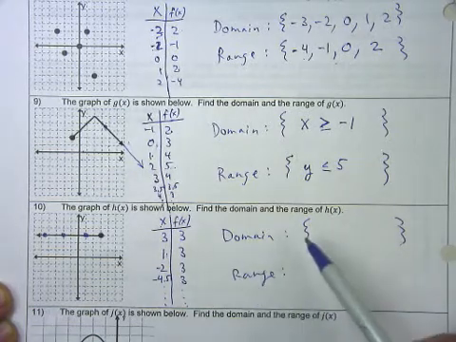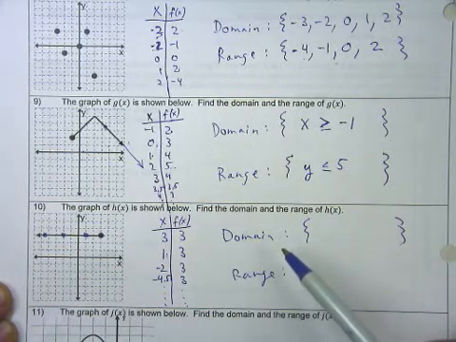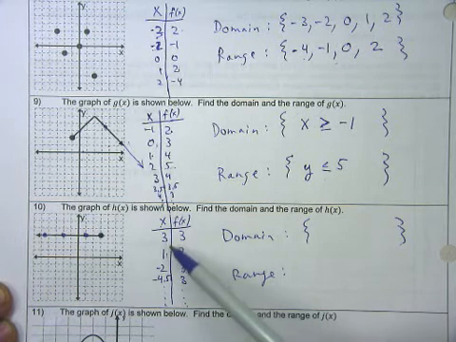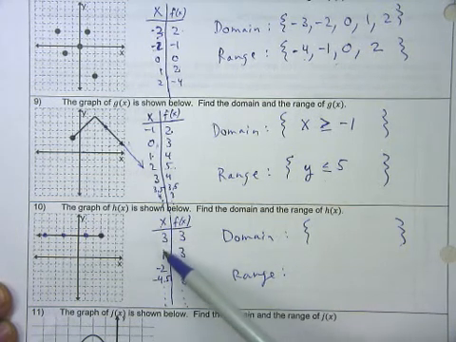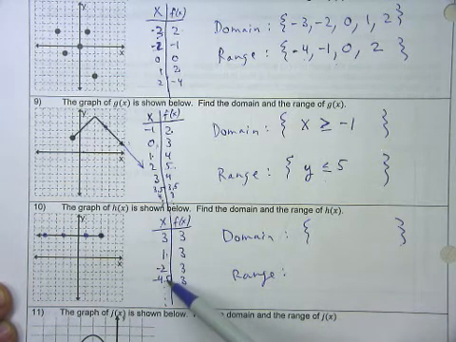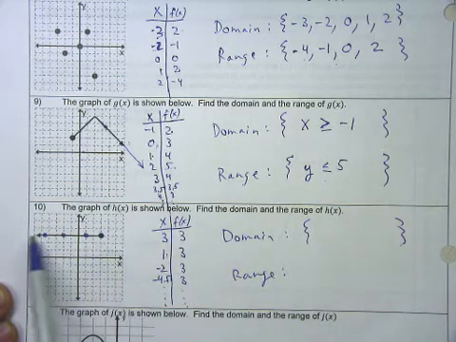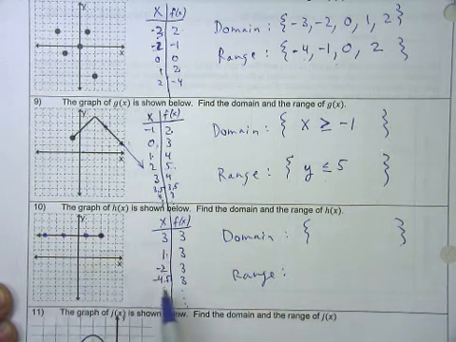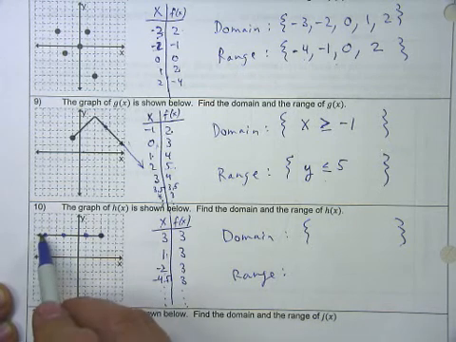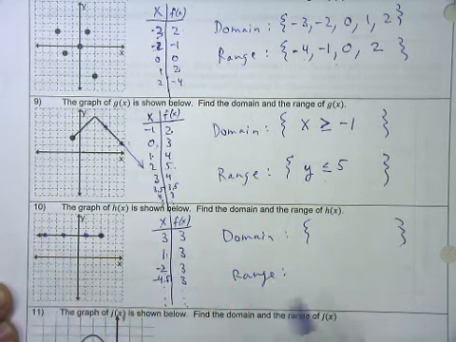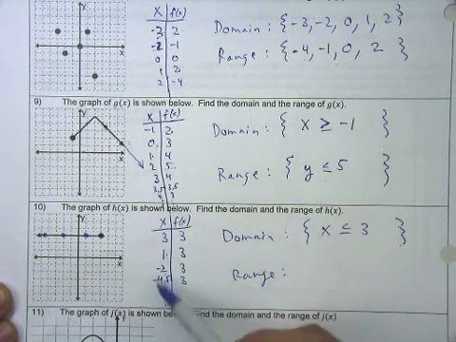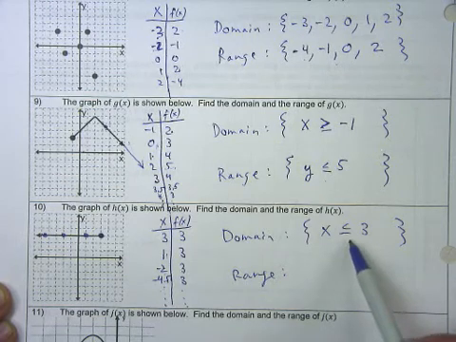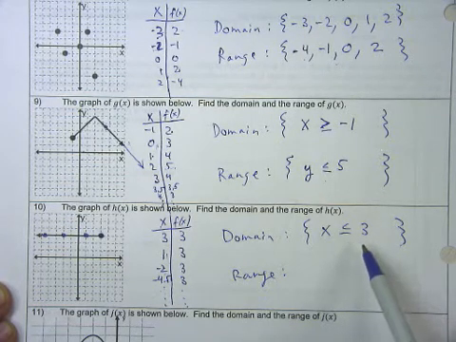How could we say the set of all the possible x values? All the possible inputs. Well, I have 3, 1, -2, -4, and -4.5. And then this pattern is going to keep on going. We could find -5 if we want, -6. So the domain is x is less than or equal to 3. You will never have an input value of a number bigger than 3.